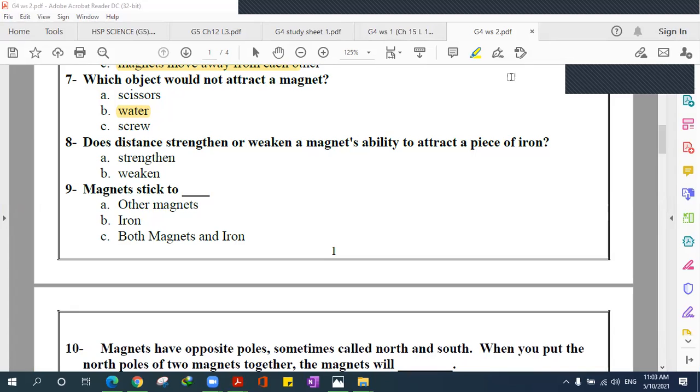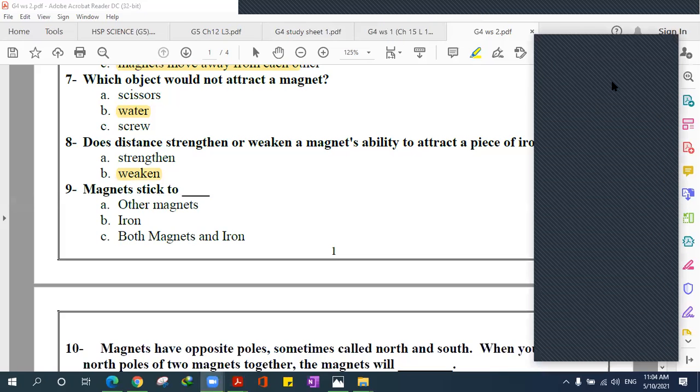So if the distance is big, it's not going to be strengthening it, it's actually going to weaken it. So if you have more distance, that means weaken. But if they are closer, they will be strengthening, or it will be stronger. Okay. Number 9, thank you, Aditu. We have Muhammad. Muhammad raised his hand.